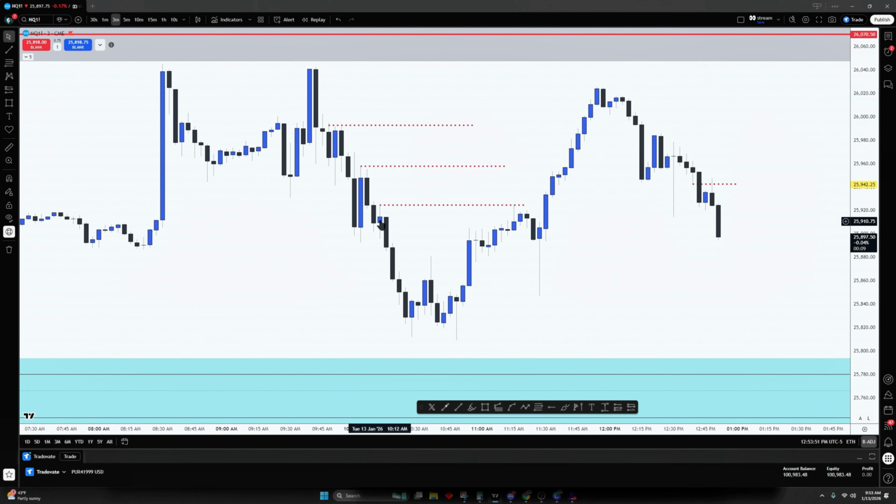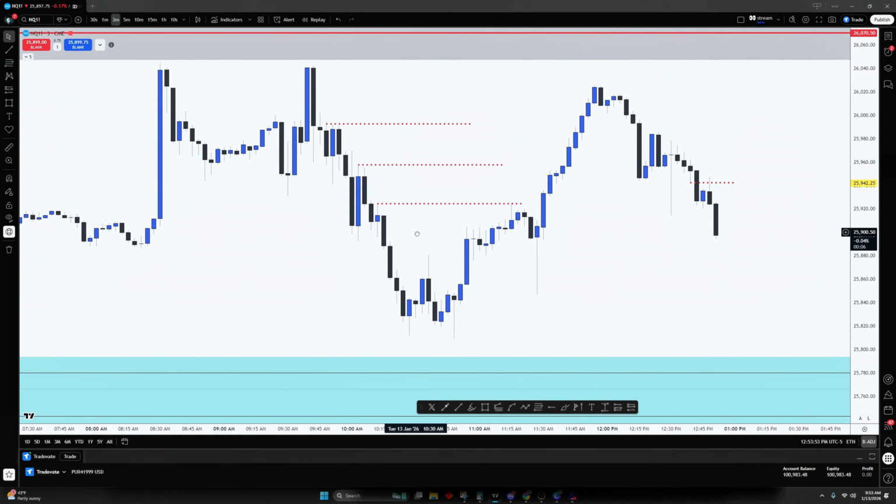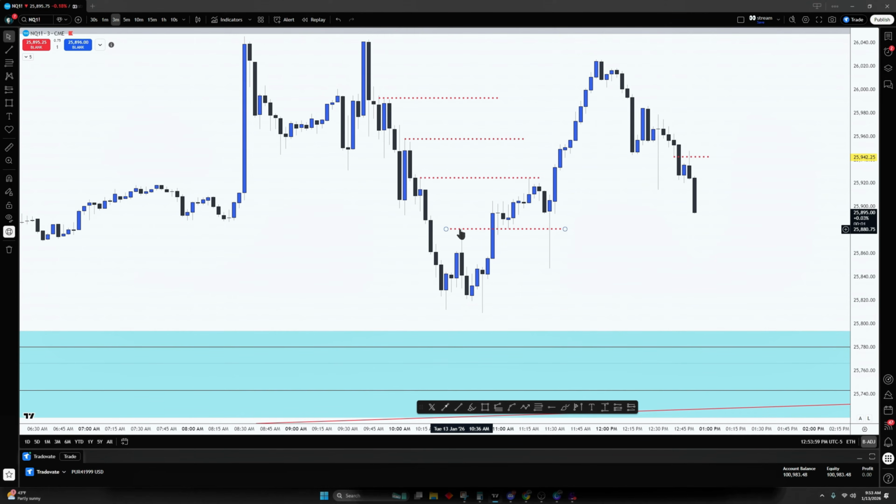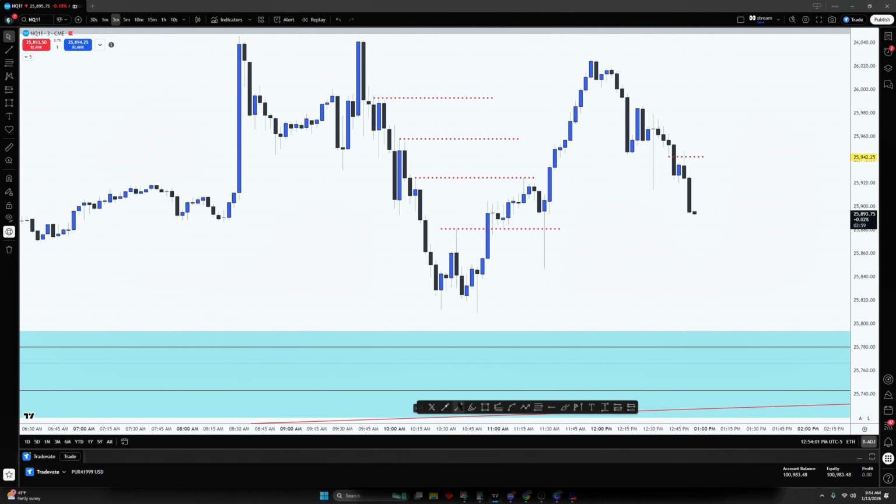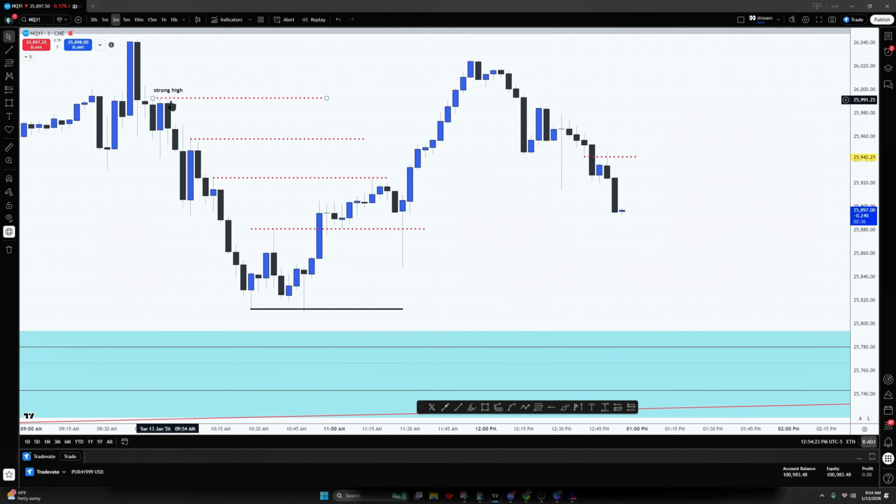This here is another pullback high that led to a new low. And then this high led to a new low there. Every time price makes a high and then makes a new low, once that new low is created and it's breaking lows, making lower lows, every time it makes a new lower low, it's creating a new strong high.